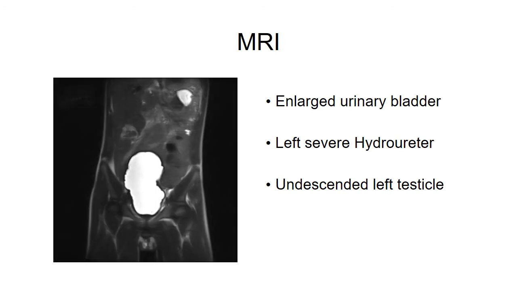Last one, MRI. MRI shows an elongated trabeculated urinary bladder, and on the left side there is hydroureter, and there is an undescended left testicle in the groin. So anatomical or structural abnormalities can be clearly seen by CT or MRI.